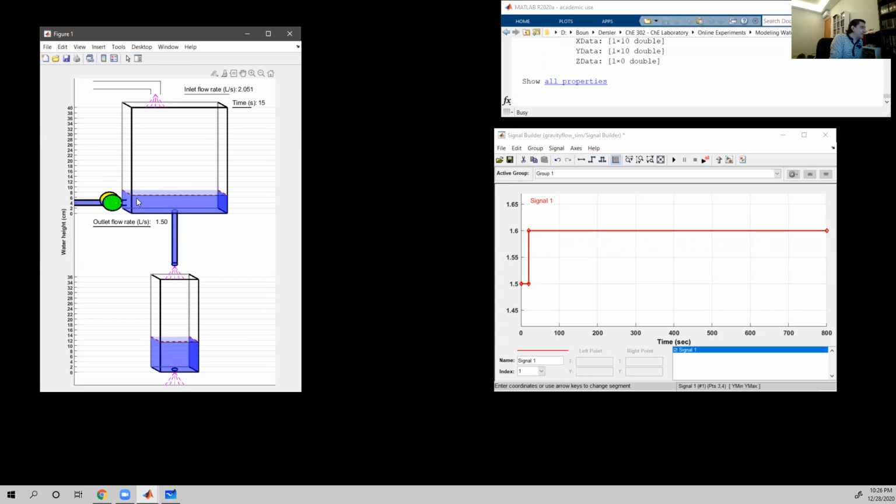Now, since this is about 7 centimeters, if it drops down to lower than 4 centimeters, then the process dynamics will change because the outlet flow rate will be equal to 0. So this experiment cannot be performed. Let's see whether this is the case. Maybe it's not going to drop that much, and we can perform this experiment.